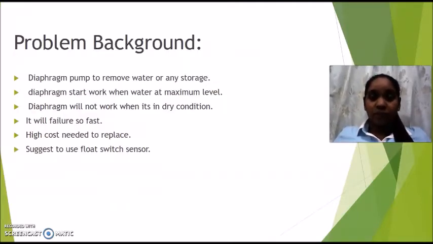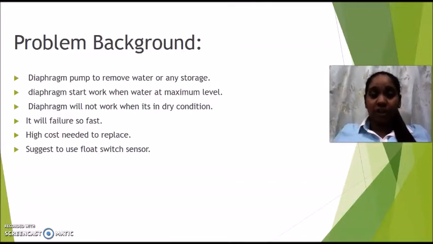Why we use a float switch sensor has our pump to remove water in any storage. Culverts usually use a diaphragm pump to remove water or any storage like rubbish. But it will only work when the water is at the maximum level, because the diaphragm only senses when there's water at a maximum level. So this will lead to problems during summer days.